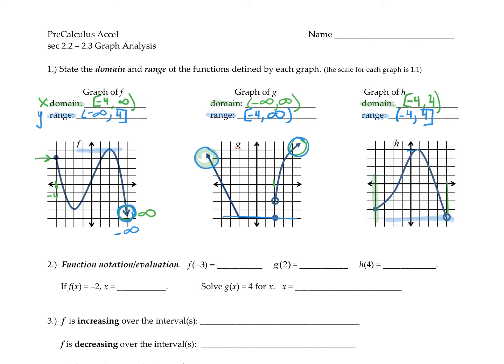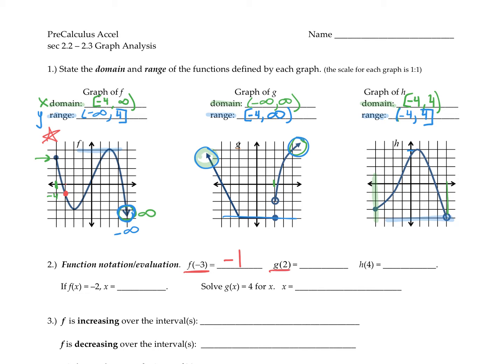All right, let's review function notation. So if we are talking about f of -3, I'm going to use the f function, which is here, and I'm going to go to my -3, 1, 2, 3, and I'm going to go down and I'm going to see f of -3 is -1.